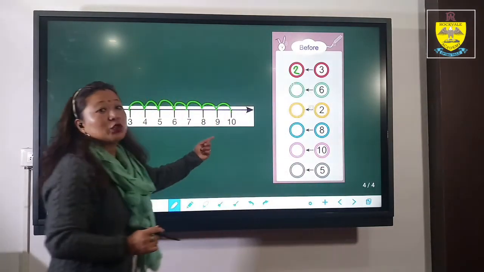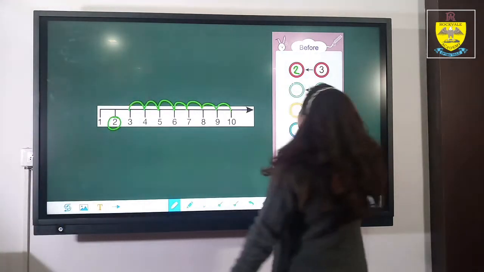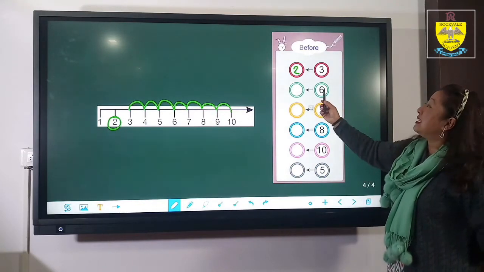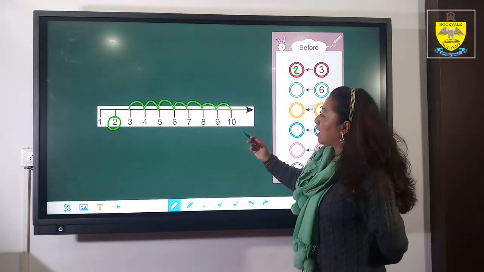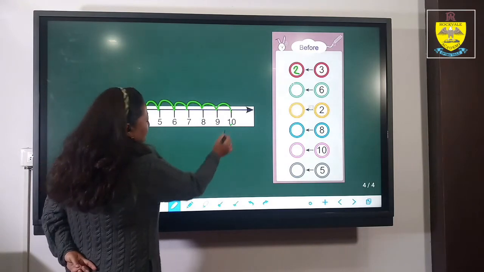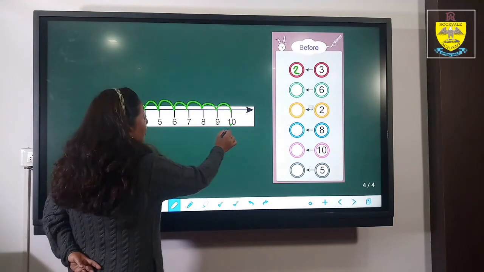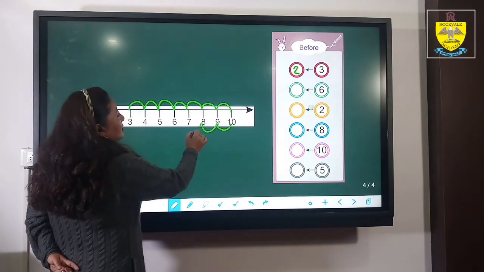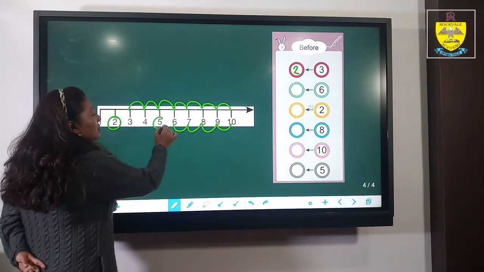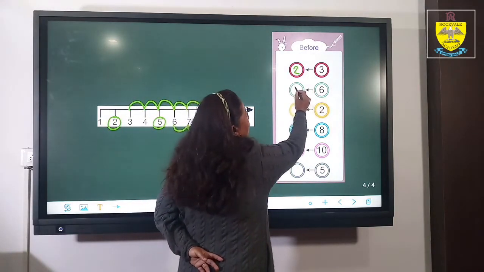But here we are doing backwards counting. Okay? Next, let's look at the next question. What comes before 6? Again, backwards counting. From 10 we'll start. 10, 9, 8, 7, 6. What comes after 6 here? It's 5. So the answer here, what comes before 6 is 5.